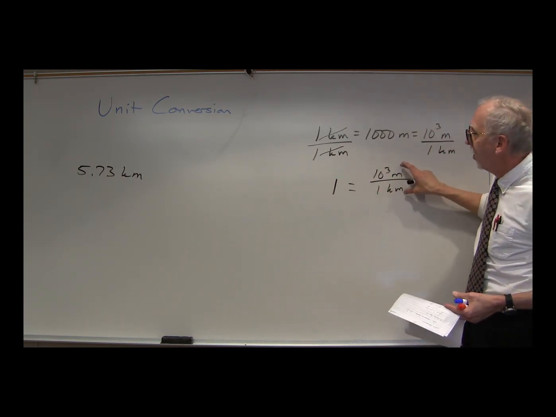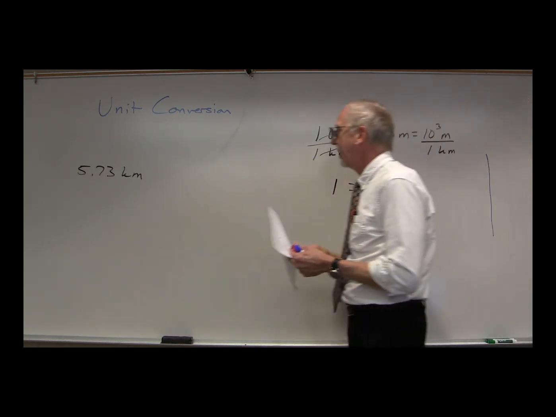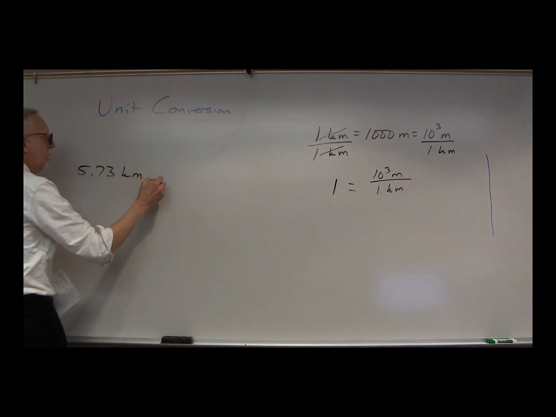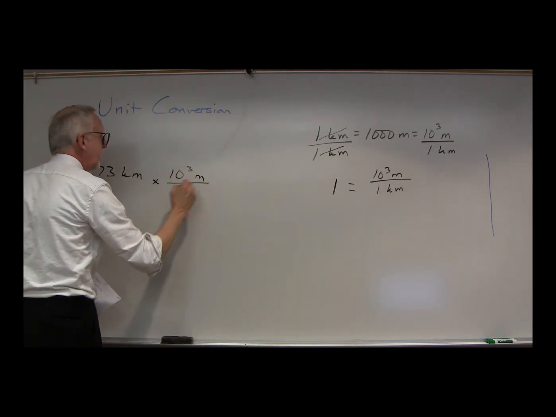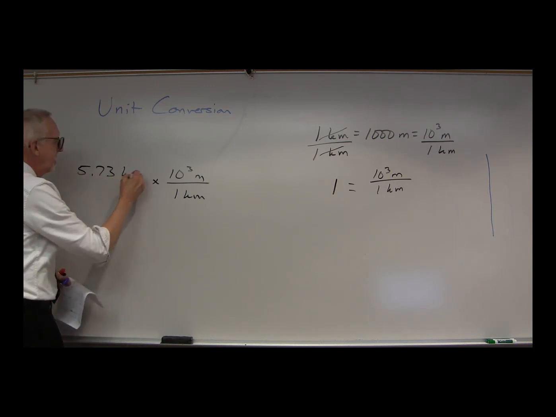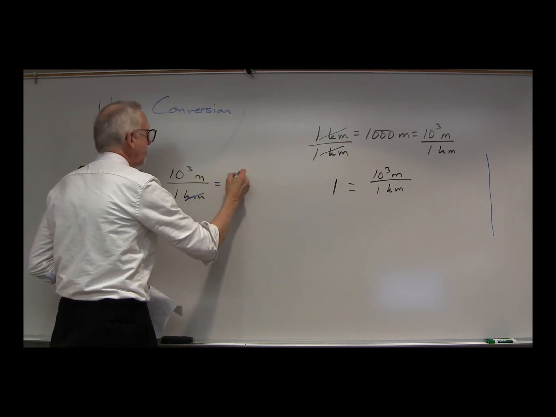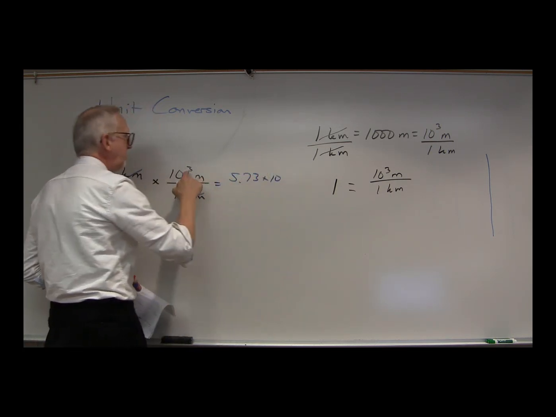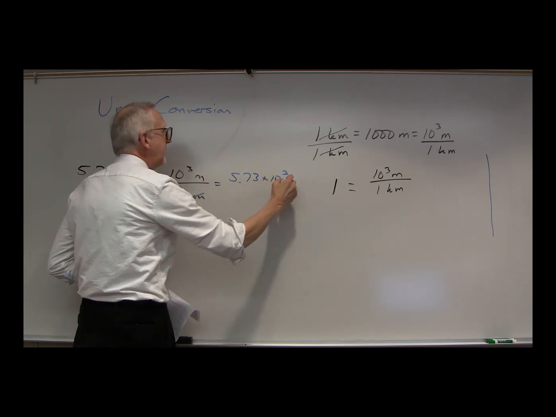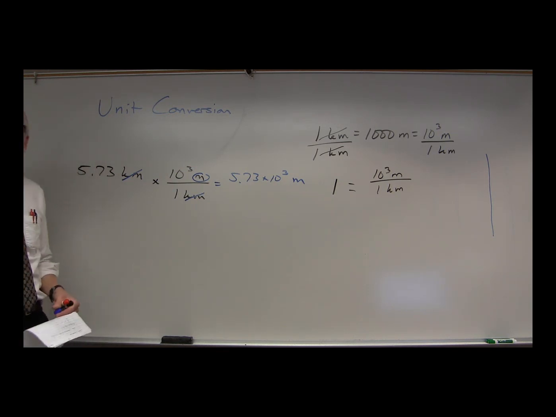So I'm going to take this quantity and multiply our original distance by this quantity. And let's see what we get. So times 10 to the 3 meters divided by 1 kilometer. Well, notice, we've got a kilometer in the numerator and a kilometer in the denominator, so those will cancel out. And what do we end up with? 5.73 times 10 to the 3 meters. The kilometers canceled, but we're still left with meters. So 5.73 times 10 to the 3 meters.